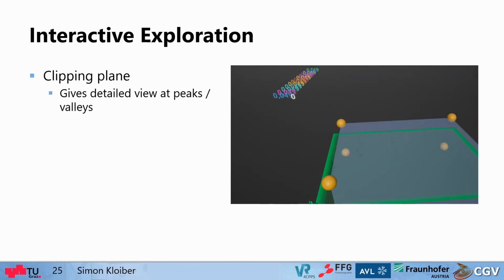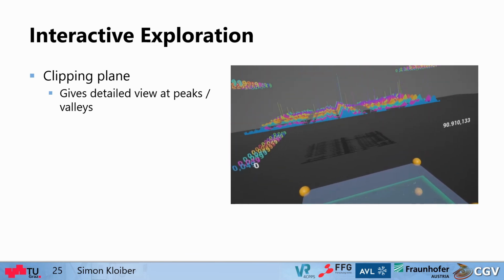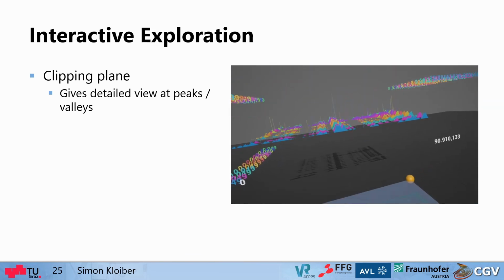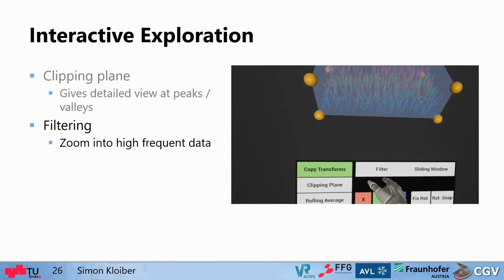This plane can be set on the proxy and allows to vertically clip all data either upwards or downwards. This way, it is possible to focus on valleys and peaks in the time series and to have a flat plane to make comparisons. Next, we have filtering.